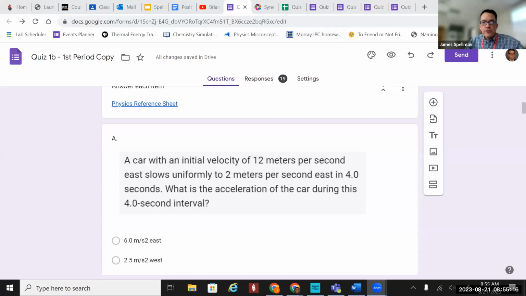All right, we're going to go through this and hopefully it will help you get ready for your test this week. This is our quiz. I'm going to go through and check our answers.